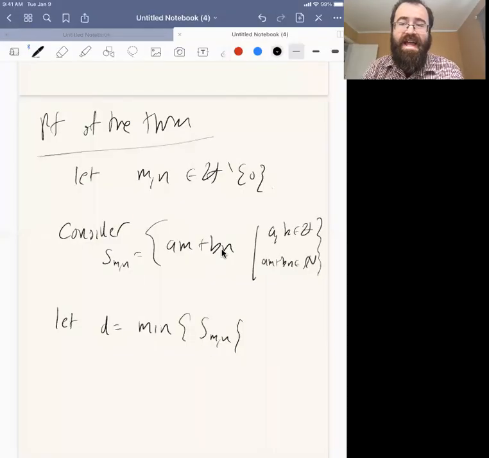At any rate, it's an axiom called the minimum axiom for natural numbers. You can look it up. It's a basic set theoretic property of the natural numbers, but any set in the natural numbers always has a unique minimum element. Okay, so that's D. I am going to now show that D is the GCD of M and N.